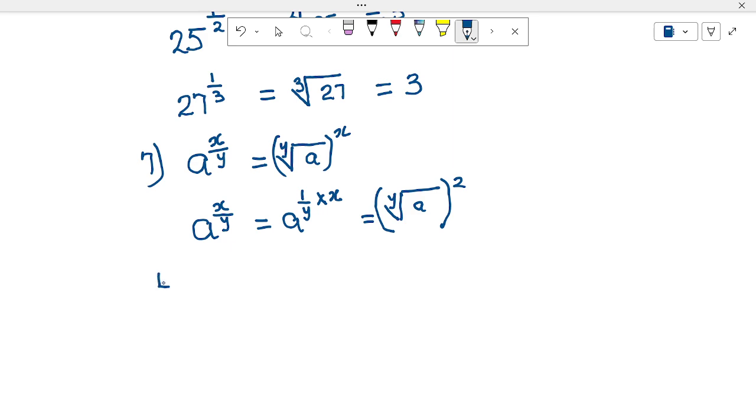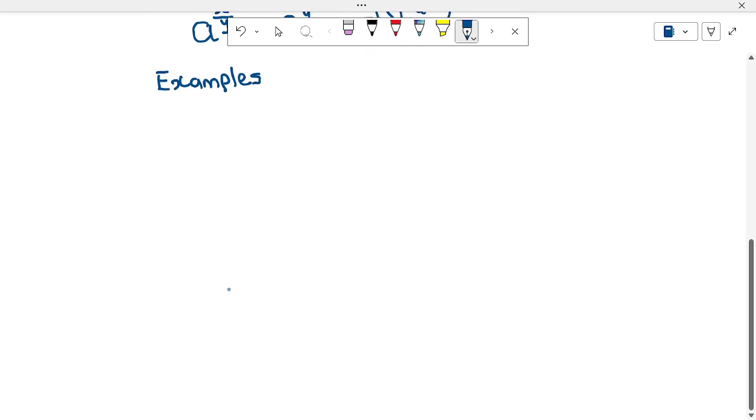Let's take some examples to further explain that concept. Example 1: 16 raised to power 3 all over 2.